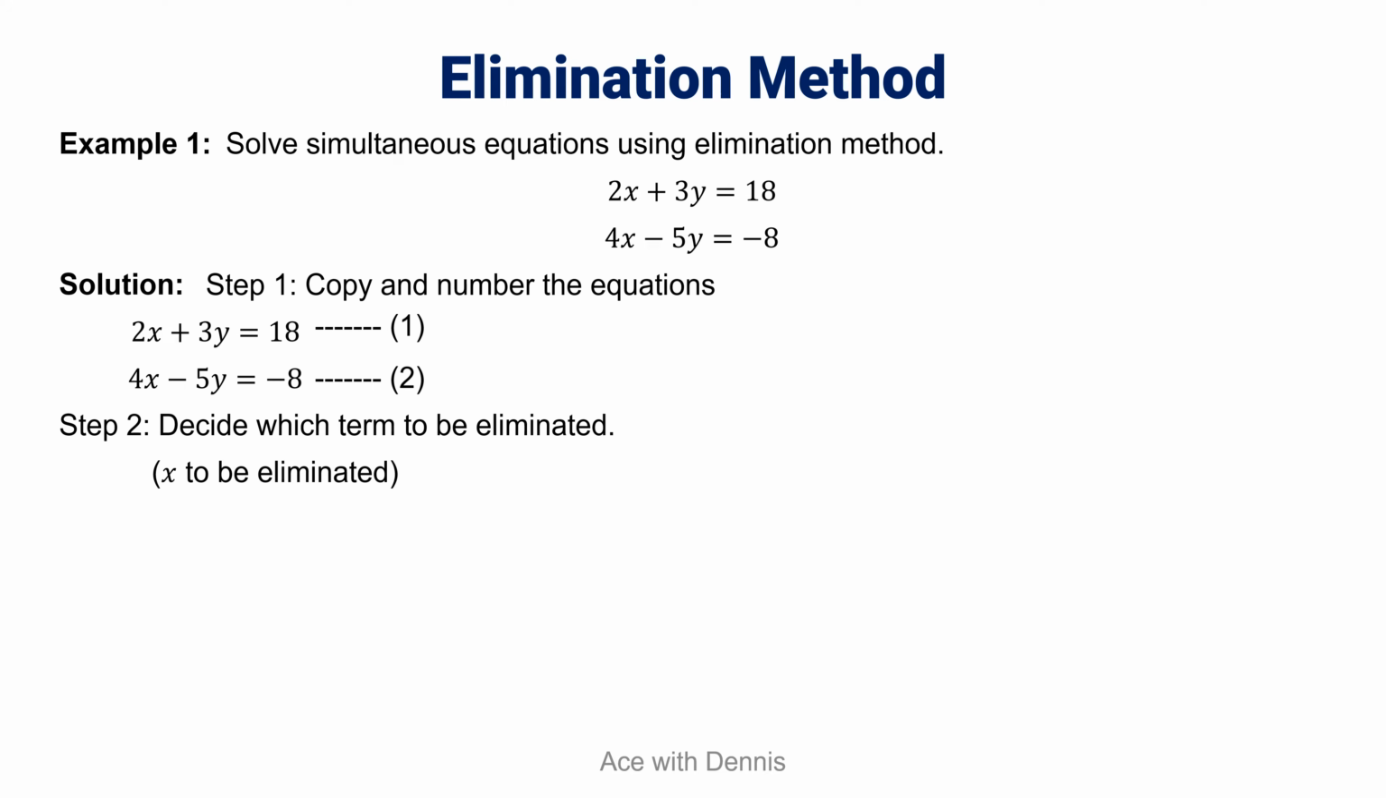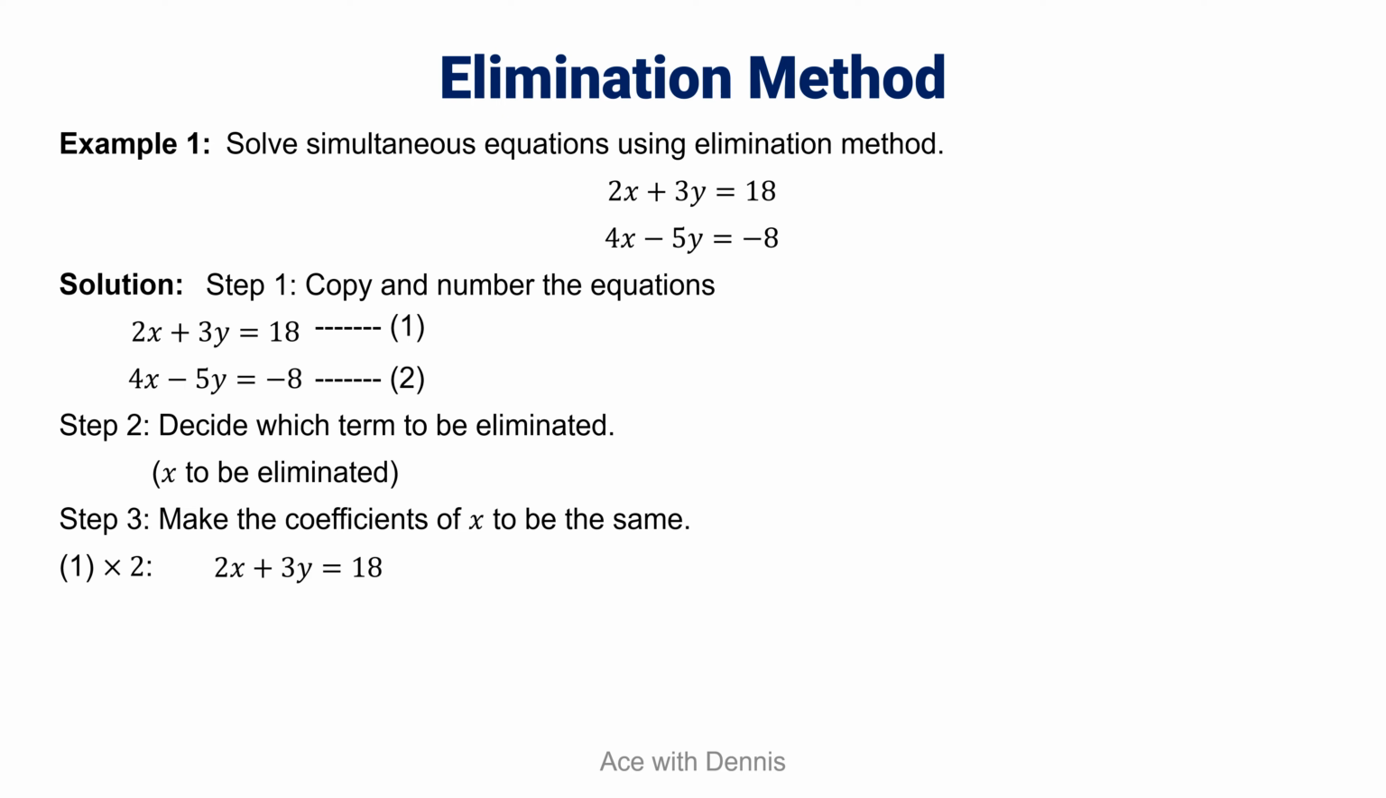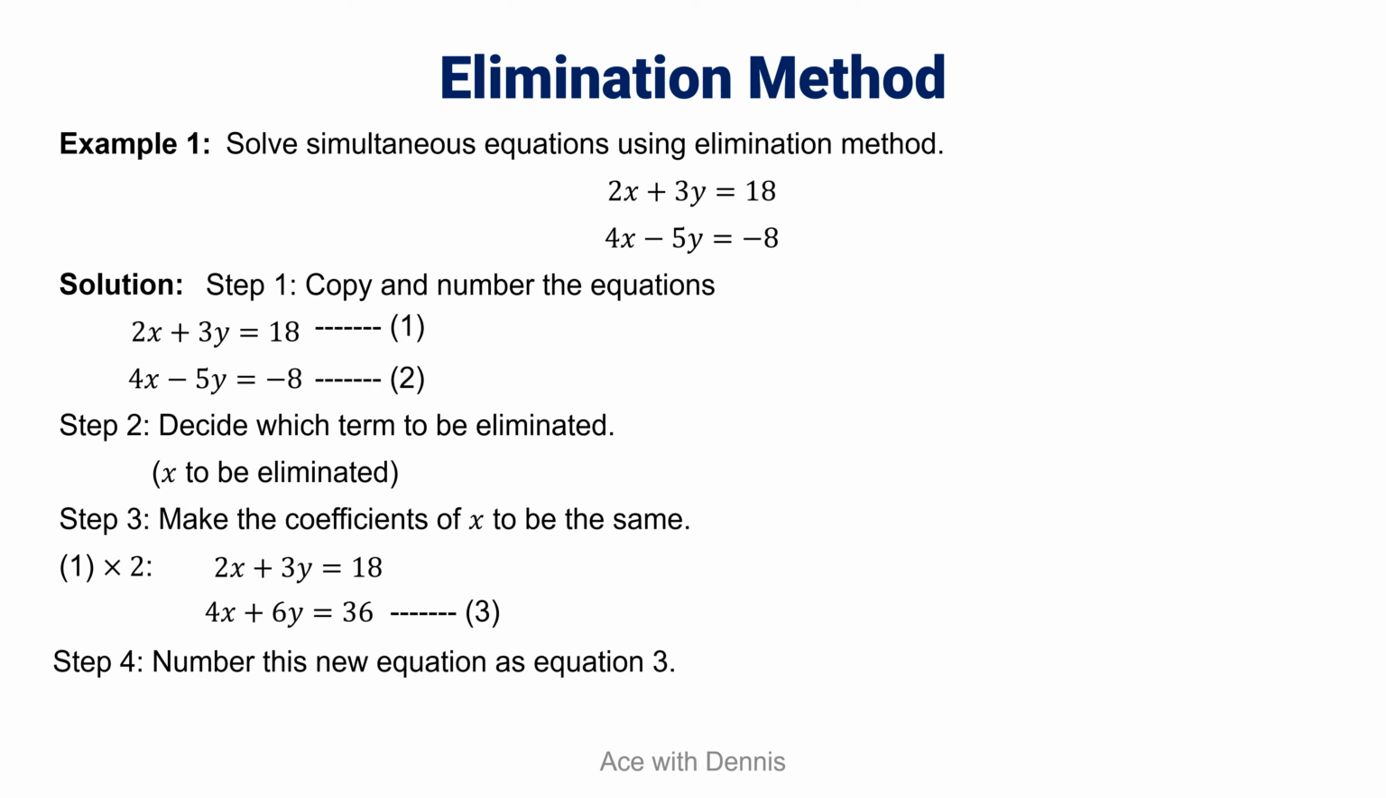Now move on to step number 3. We want to make the coefficient of x for both equations the same. So for equation number 1, I multiply by 2. Equation number 1 is 2x plus 3y equals 18. When I multiply both sides by 2, I will have 4x plus 6y equals 36. Then I will number this new equation as equation number 3.